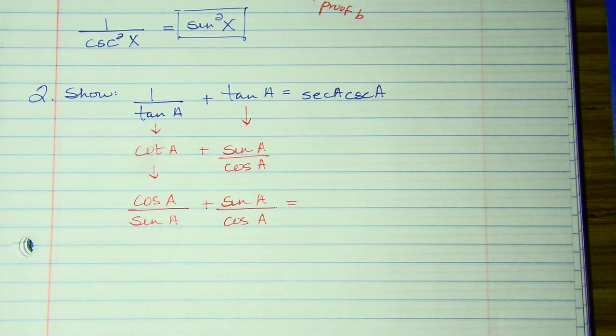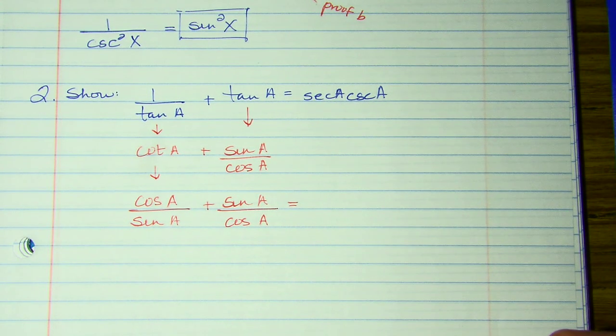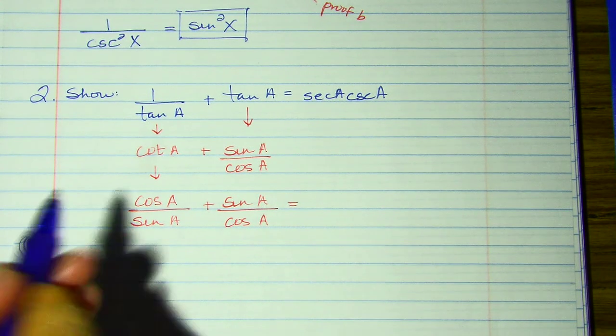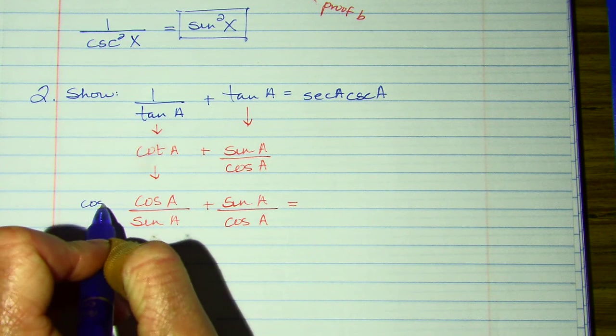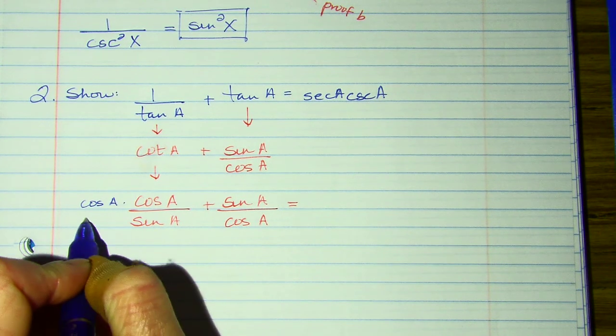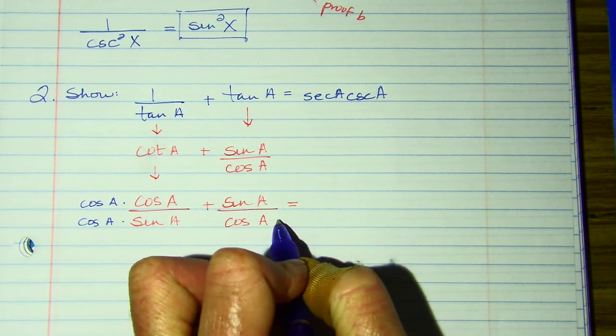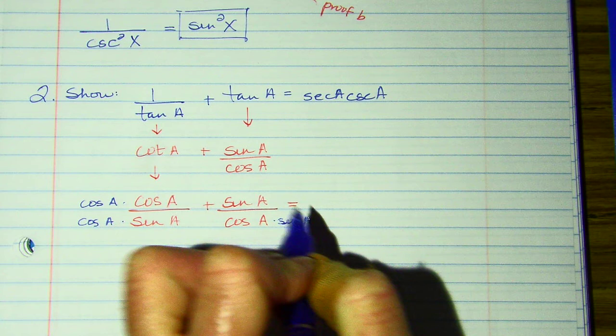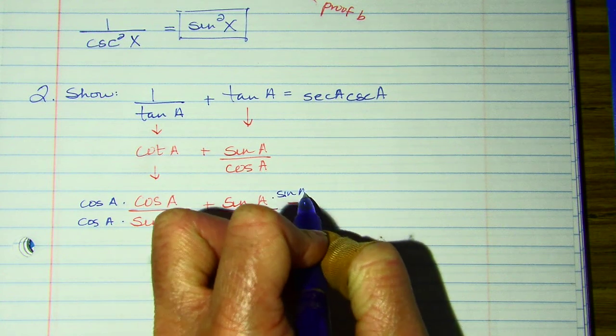Now, in order to add these, I have to find a common denominator, right? I'm adding two fractions, so I'm going to multiply this one by the cosine of A, and I'm going to multiply this one by the sine of A. So I'm trying to create common denominators.